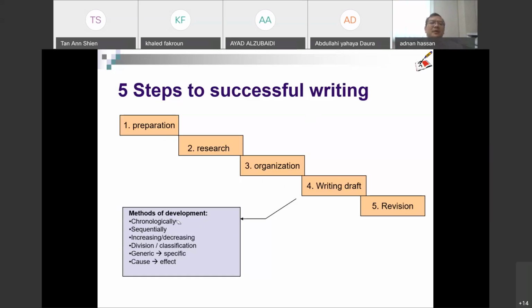Okay, chronological development of ideas can be used in what situation? Can anyone share with me? What do you understand by development of paragraphs or chapters using chronology? What is chronology? Anyone, please? Can I ask Khalid, what is chronology? Actually, I don't understand the meaning of chronological.